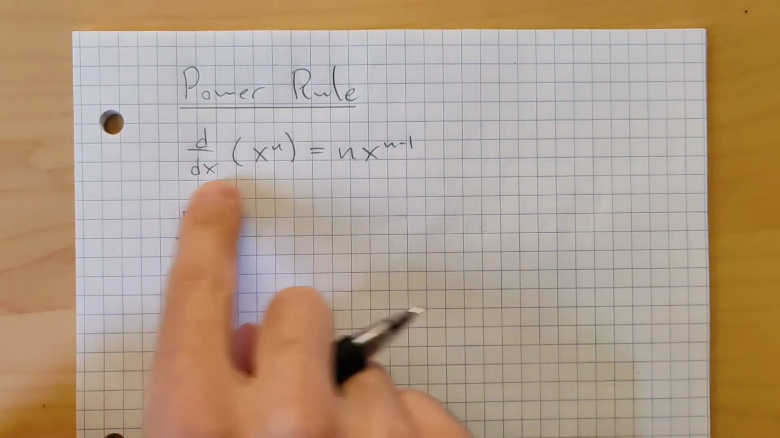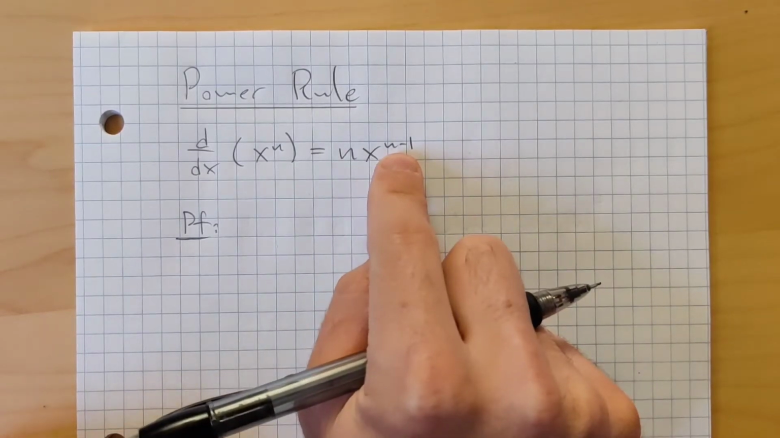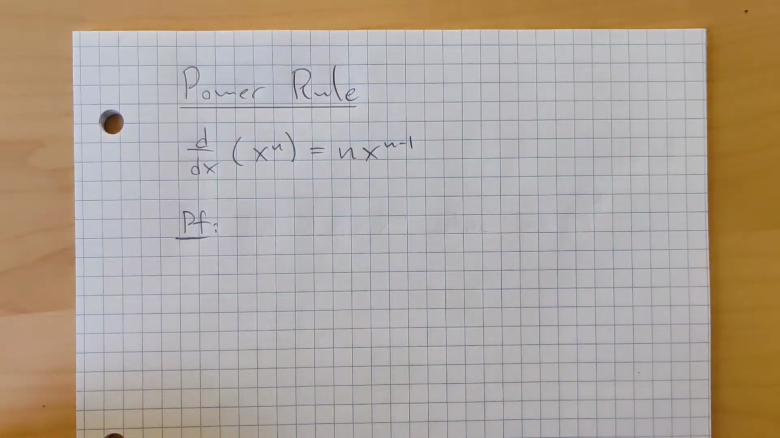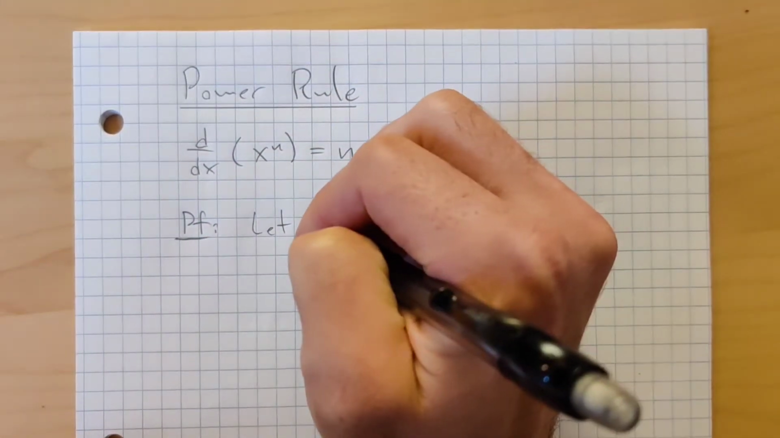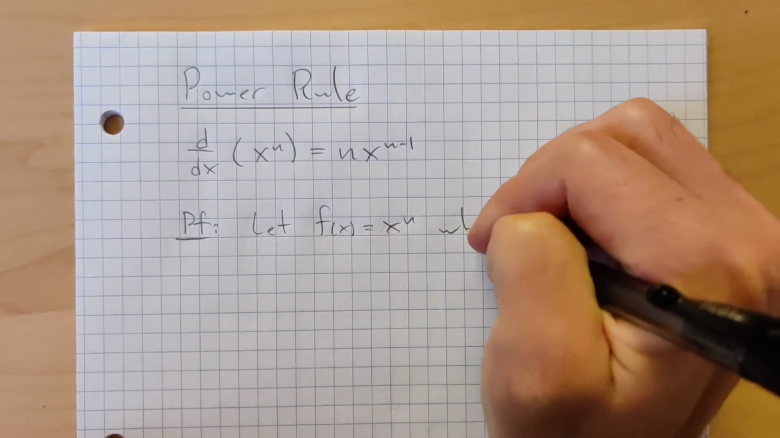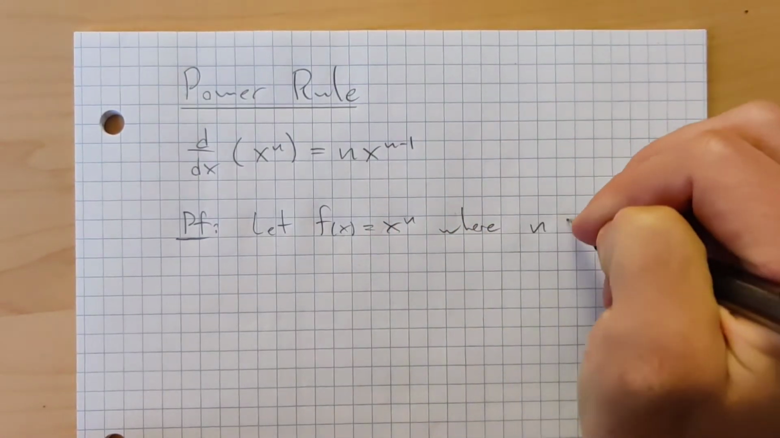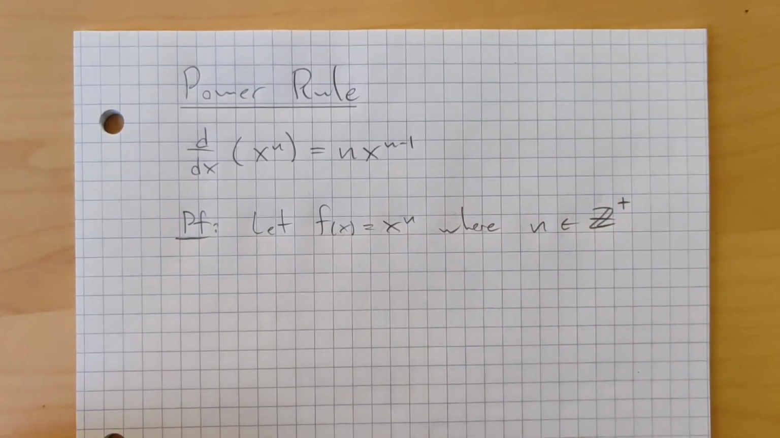So the power rule says the derivative of the nth power of x is n times x to the n minus 1th power. So to prove this, let's do it with the definition. We're going to let f of x be x to the power n, where I'm going to prove this only in the case where n is a positive integer, okay?